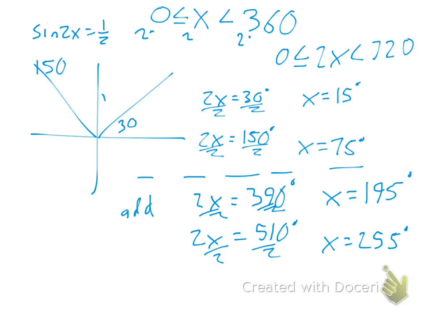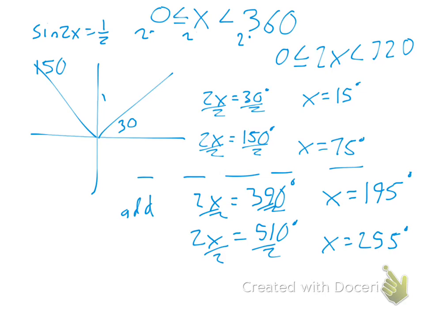255? Now wait a minute. We said that 2x had to be between 0 and 720. 30, 150, 390, 510, all between 0 and 720. Those check. Is x between 0 and 360? 15, 75, 195, 255? Yeah.